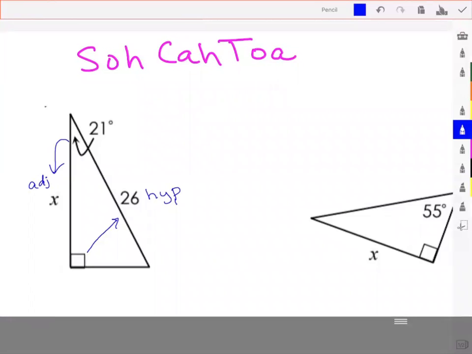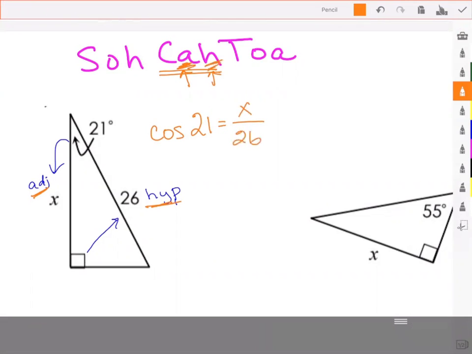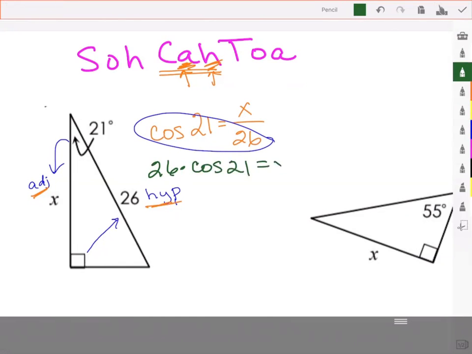All right, so I'm given adjacent and hypotenuse. So which trig ratio is adjacent and hypotenuse? CAH. This is adjacent, this is hypotenuse. So I have the cosine of 21 degrees is adjacent on top because it's first, over hypotenuse on the bottom because it's second. And then I cross multiply. So 26 times the cosine of 21 equals X. Go type that in.